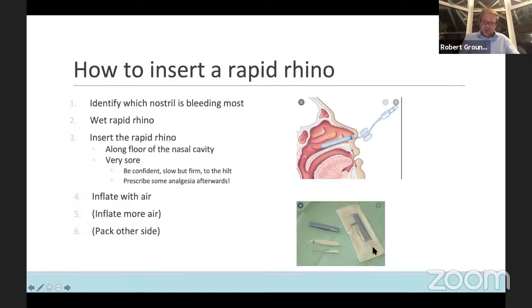You've got your rapid rhino here. It comes wrapped up like that. It's got this blue packaging on the outside of the rapid rhino in the sealed thing. Do take that off, as it's hard to remove once the balloon is inflated inside the nose, which we've had to do a few times. And then we dunk them in a little bit of water.